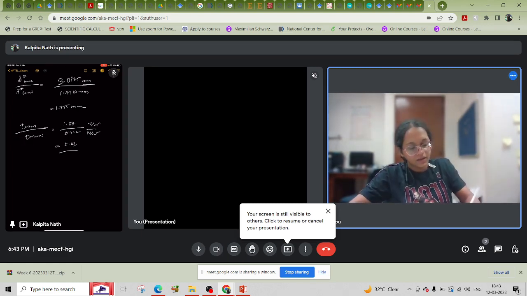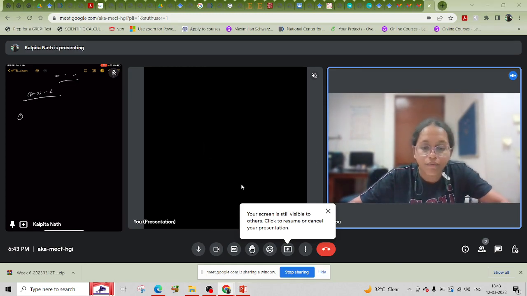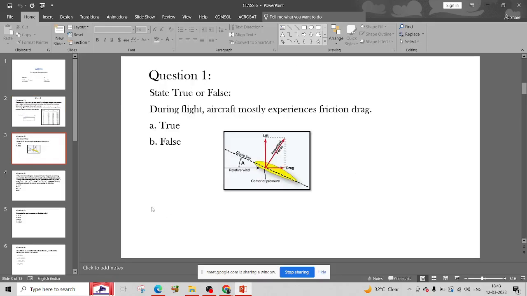Next is class 6, question number 1. Let us first change to question number 1 of today's class. During the flight, aircraft mostly experiences friction drag. State whether it is true or false.